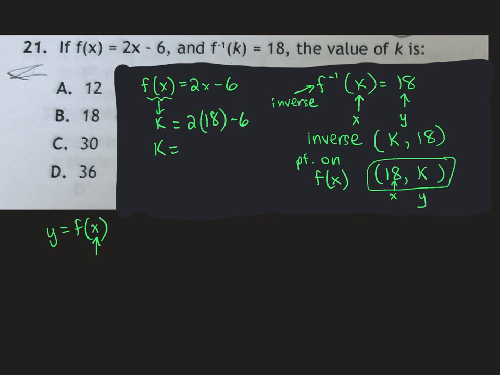So 2 times 18 is 36, minus 6 is 30, and there we go. So the answer would be C. I hope that helped.